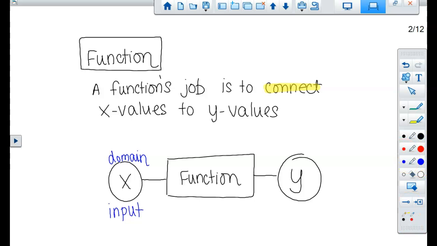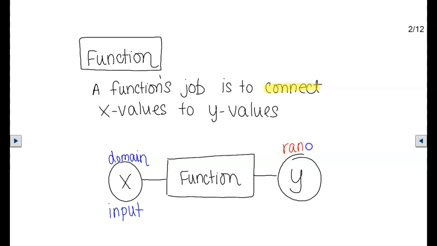Y values go by a couple of other names as well. Range is one of those. So you may remember hearing a lot about domain and range. And if x is the input, then y will be the output. We'll be talking about those two terms, input and output, a lot more in tomorrow's lesson. So a function's job is to connect x values to y values. The x, which is the domain or the input, will be connected to a y, which is the range or the output, and the function is what makes that connection.